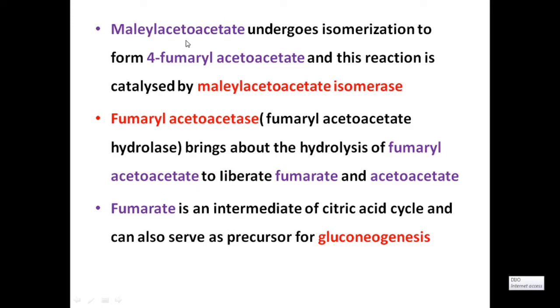Then the next reaction. Now the maleylacetoacetate undergoes an isomerization reaction. It will develop into the isomer, that means it will develop into 4-fumarylacetoacetate. Maleylacetoacetate is converted into 4-fumarylacetoacetate.